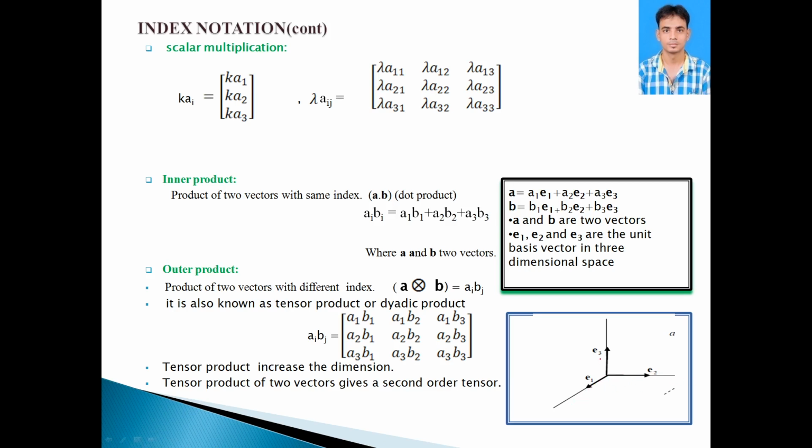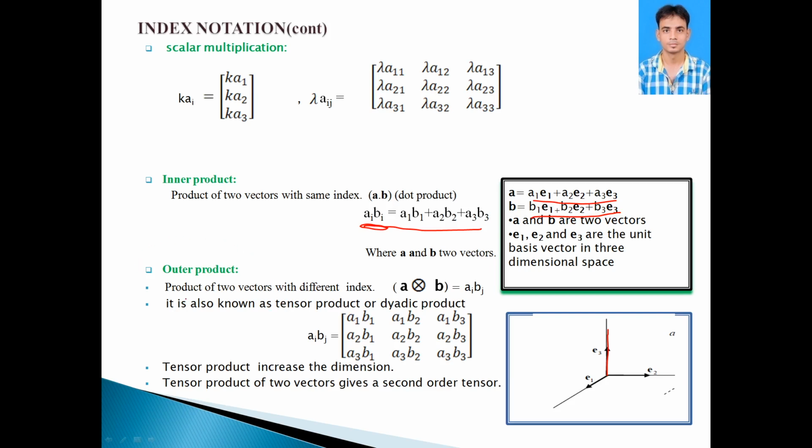Okay, and e3 is the unit vector along this axis. Clear? So these are the three unit vectors. So this is the vector A, and this is another vector B. So A and B are the two vectors. So if you perform the dot product, then this is the dot product, where A and B are the two vectors.